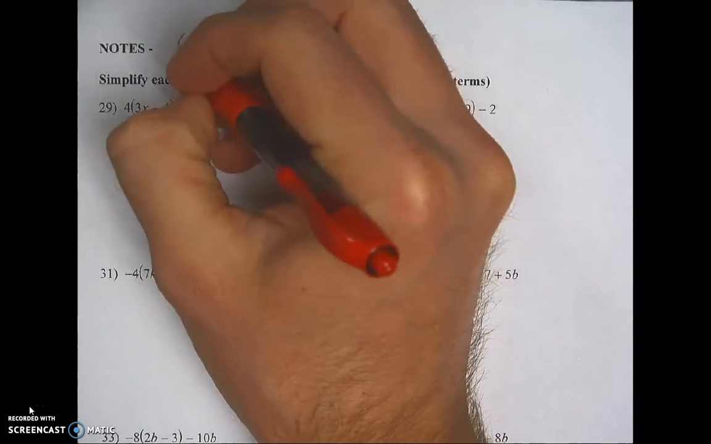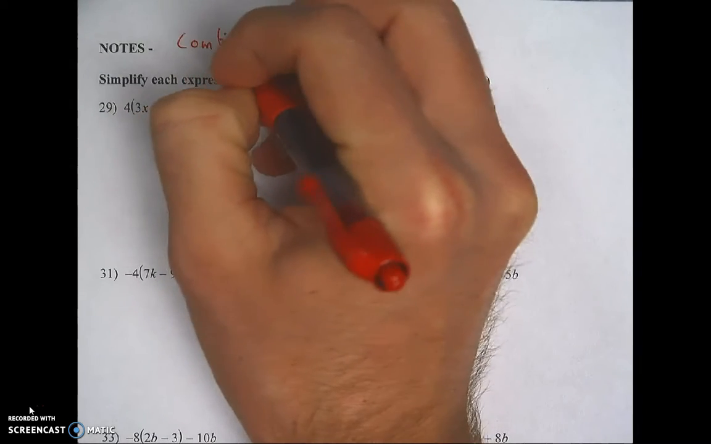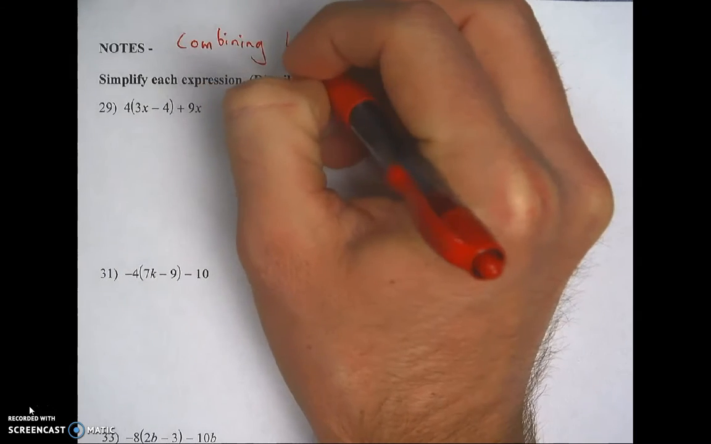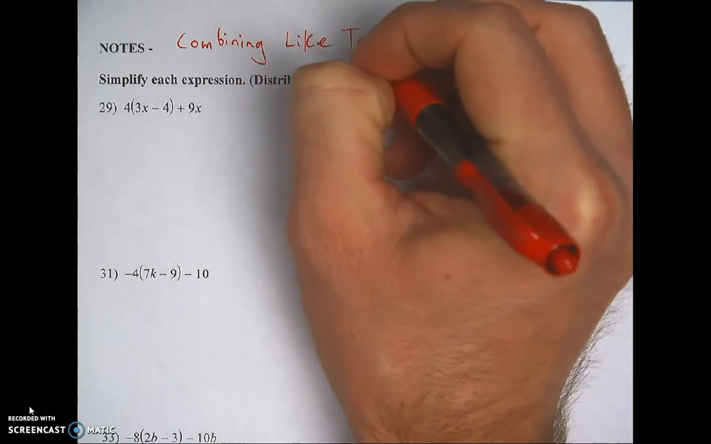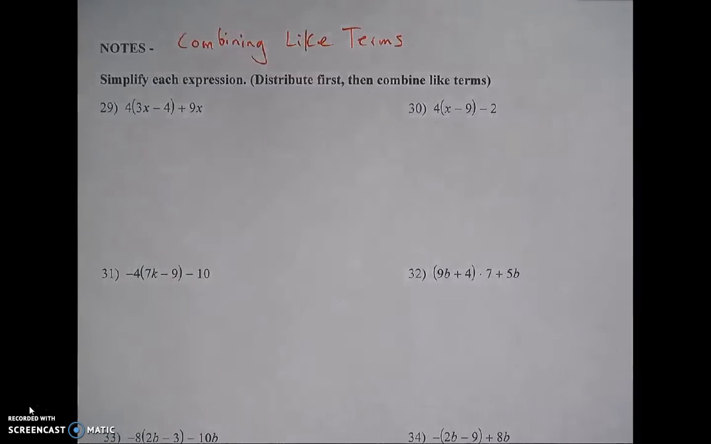So the first thing we talked about was combining like terms. And we talked about that like terms have the same variable, so the same letter attached, or no letter at all, and we can put them together, combine them, and we start off with a bunch of terms, and then we simplify it to have less terms.